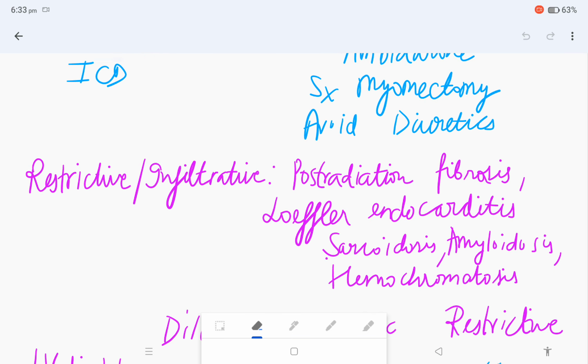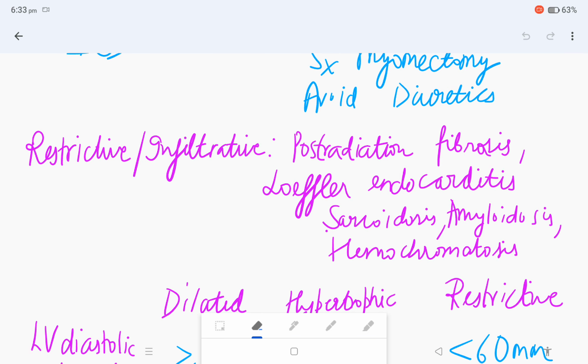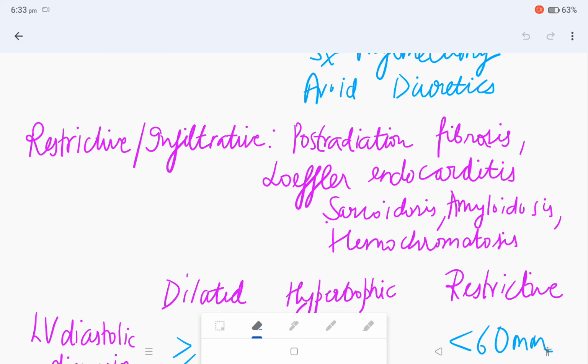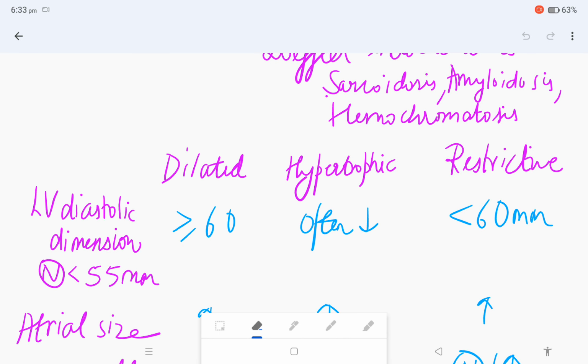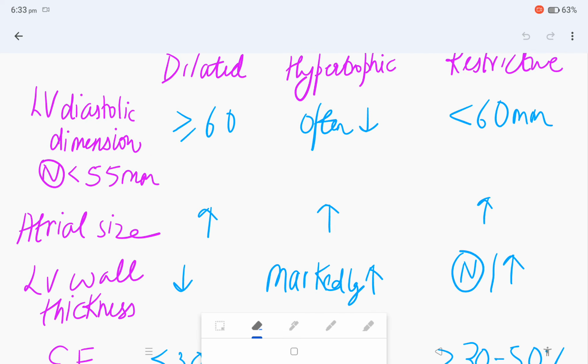Then we have restrictive and infiltrative. The third variety of cardiomyopathy is restrictive or infiltrative. It is seen in post-radiation fibrosis, in Loeffler endocarditis, in sarcoidosis, amyloidosis, hemochromatosis. All the infiltrative conditions: sarcoid, amyloid, hemochromatosis, and post-radiation fibrosis. Now we see a table of differences between the three types.